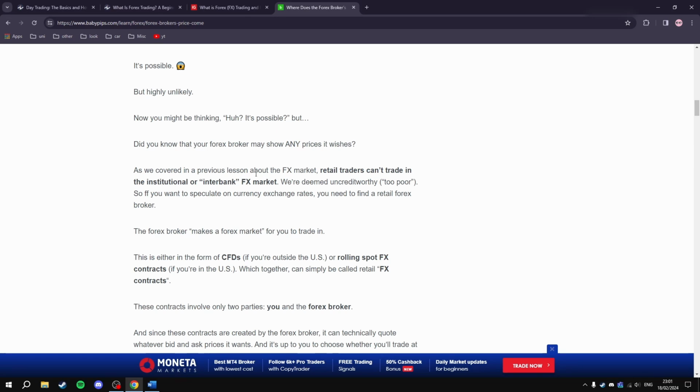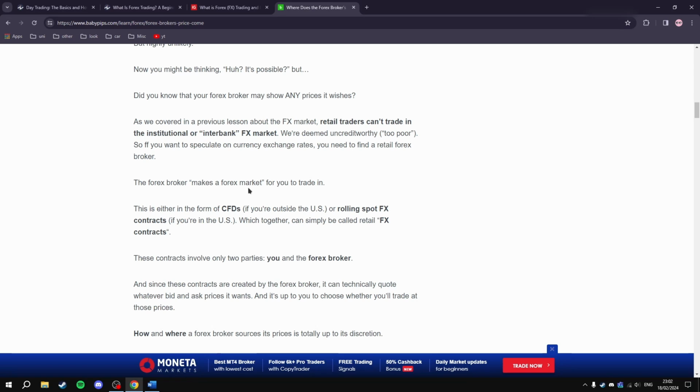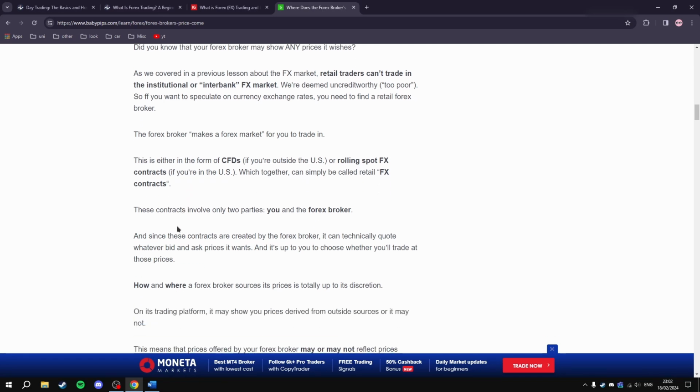As we covered in a previous lesson about the FX market, retail traders can't trade in institutional interbank FX markets. We're deemed uncreditworthy, too poor. So, if you want to speculate on currency exchange rates, you need to find a retail Forex broker. The Forex broker makes a Forex market for you to trade in. This is either in the form of contract for differences if you're outside of the US, or rolling spot FX contracts if you're in the US, which together can simply be called the retail FX contracts.